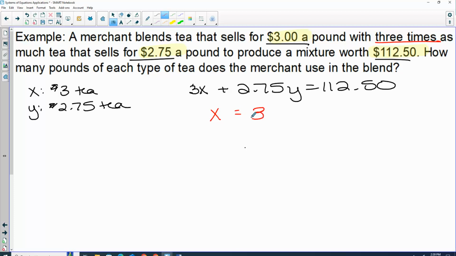So is this set up correct? Why are you shaking your head? You don't have the same amount? Because it's 3 times this one as the X.